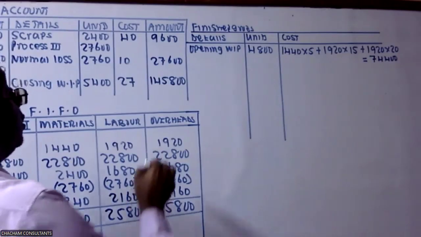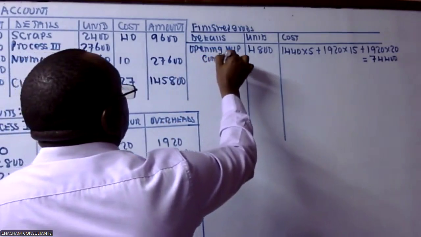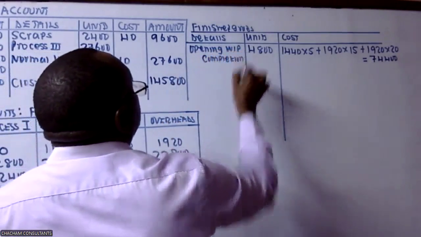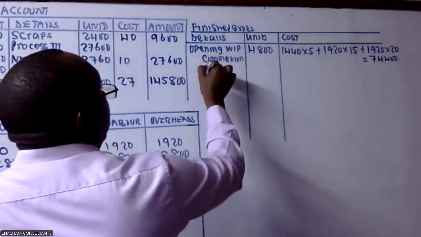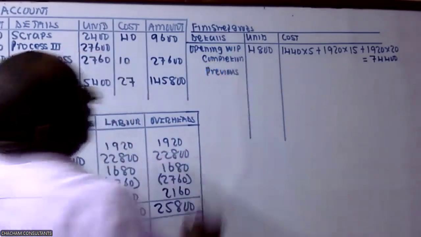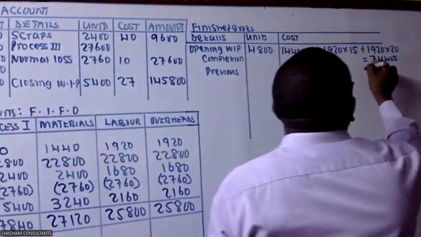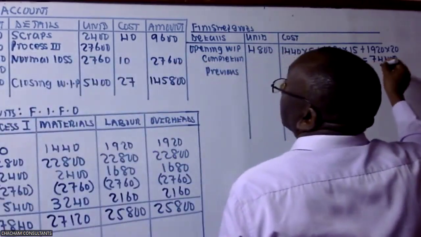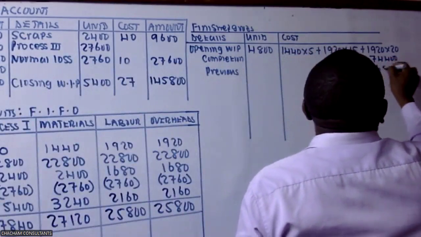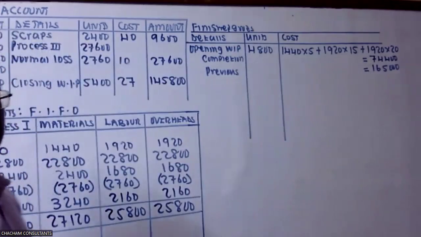Now this one, I should have labeled. This is completion. And then we have the previous. The previous, this 165. I see we did not bring it here in the statement. Now it is brought here. The previous, 165,000.